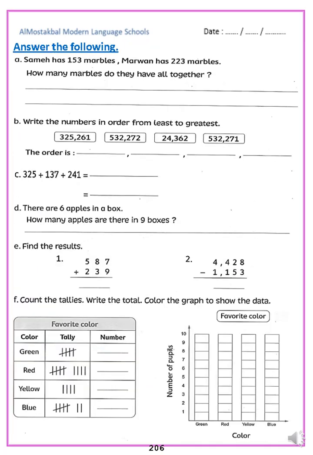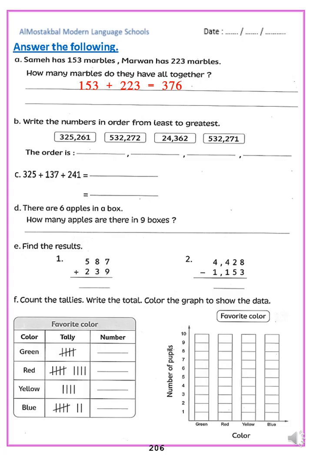Answer the following. Sam has 153 marbles. Marwan has 223 marbles. How many marbles do they have altogether? So we will add 153 plus 223 equals 376.